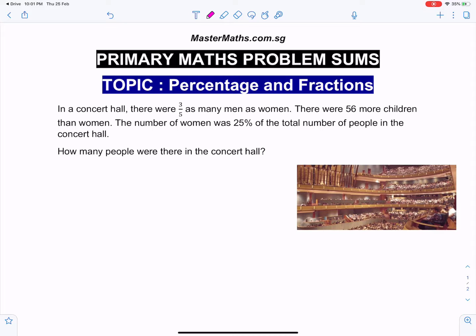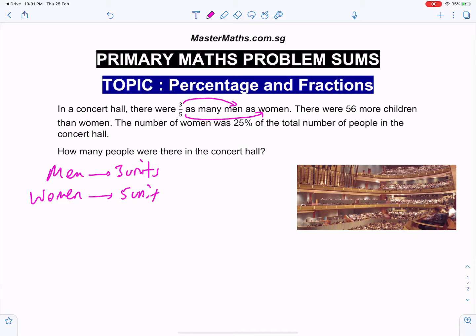Okay, let's discuss. In a concert hall, there were 3/5 as many men as women. So 3/5 as many men as women means 3 belongs to men, 5 belongs to women. So men will be 3 units, women will be 5 units. That's how you decide from the fraction which belongs to men, which belongs to women. An easy way to do this is that since we saw 3 first and the men first, we assign 3 to men. 5 is later, which is at the denominator, so 5 belongs to women.